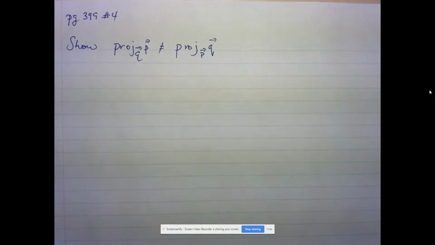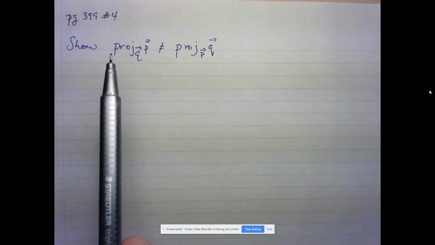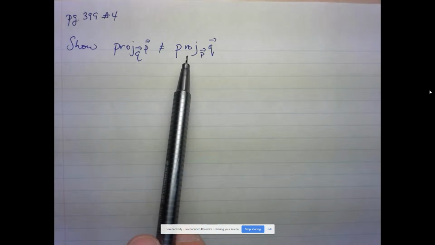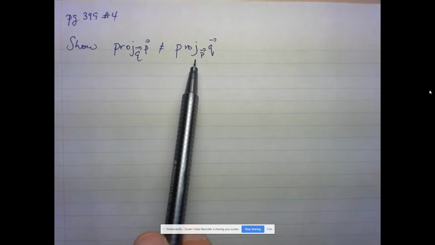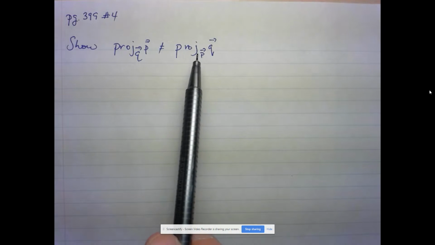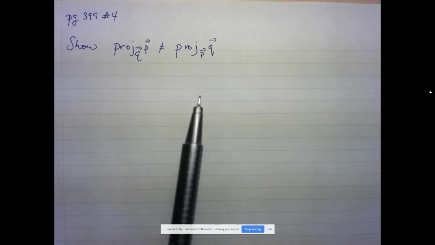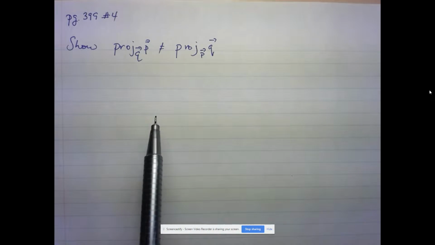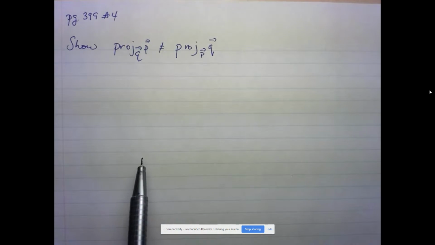Hi folks, we're going to take a look at number 4 on page 399. So they're asking us to show here that if I have two vectors p and q, that the projection of vector p onto vector q is not necessarily equal to the projection of vector q onto vector p. And they ask us to do this using a diagram, although we'll also see algebraically that this is not true in general. It's a nice question because a lot of our communication questions on tests sometimes look like this here.